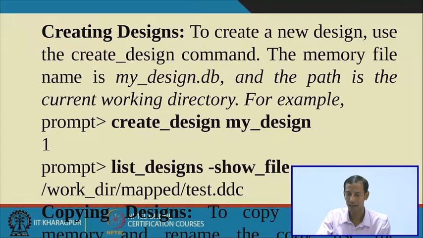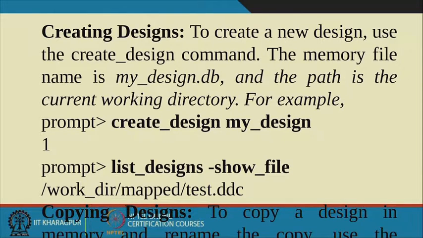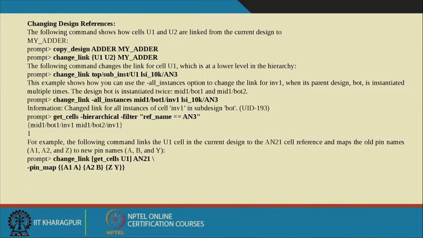So after that, how can you design? Create a design using create_design with your design name, and if you want to see what is in the corresponding design, list_design will show it. I have already mentioned copying a design. How can you copy one particular design? With copy_design, you give the name of the copied design along with which design you want to copy.